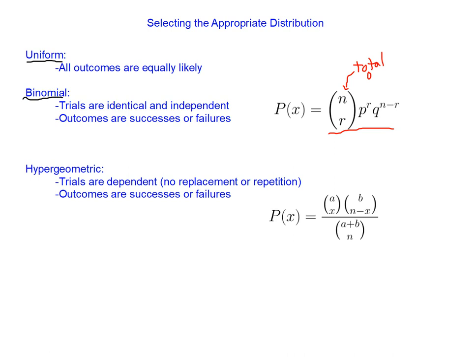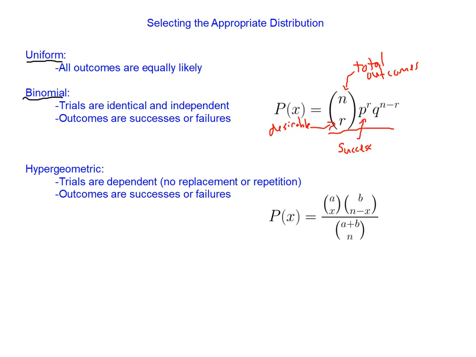And r was the number of desirable outcomes. So this is the desirable outcomes. P is the probability of a success. So if we're looking for whatever it is that we're looking for, that's going to be our success. So P was considered the probability of success.